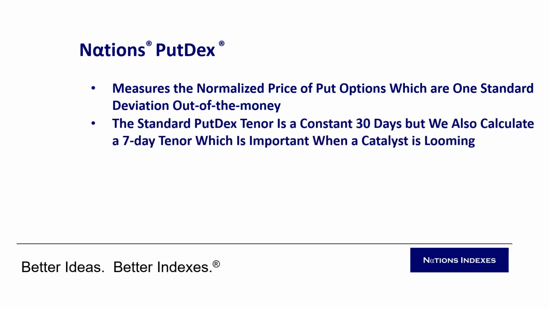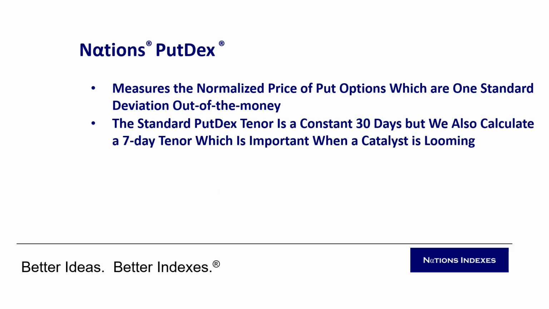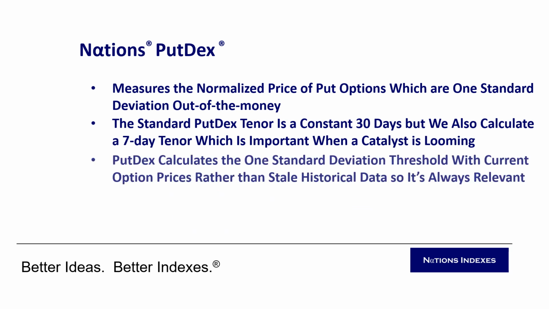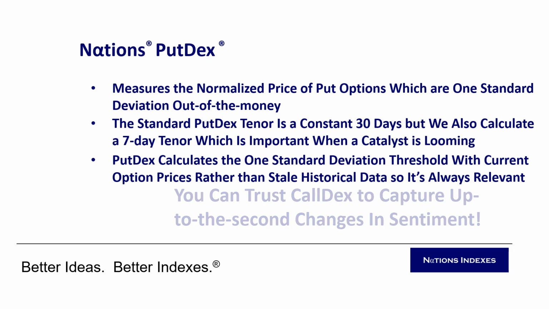The tenor of the standard version of PutDex is 30 days, as it is for our other indexes, but we also calculate a 7-day version for those times when an important catalyst is looming, and to help traders who prefer shorter-dated contracts. And again, as with all our indexes, the standard deviation threshold is calculated using current at-the-money option prices rather than stale historical data, which is probably no longer relevant.